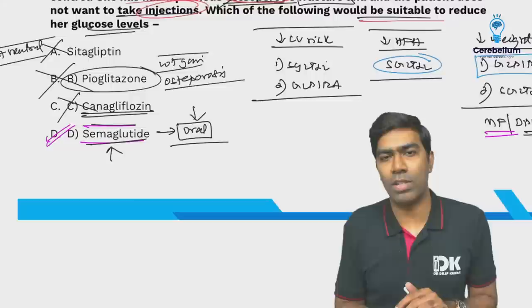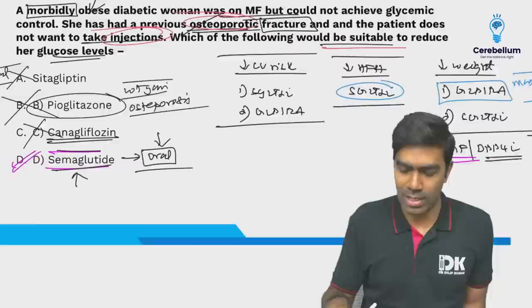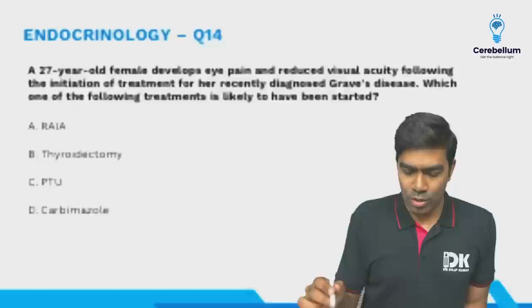So there's no problem at all. Other drugs are not very good. So the rational choice for this question will be semaglutide. In fact, it's the only oral GLP-1 that is available right now. It has come to India also. Previously, last year, it was not available. Now it is available. So this is a typical clinical question.